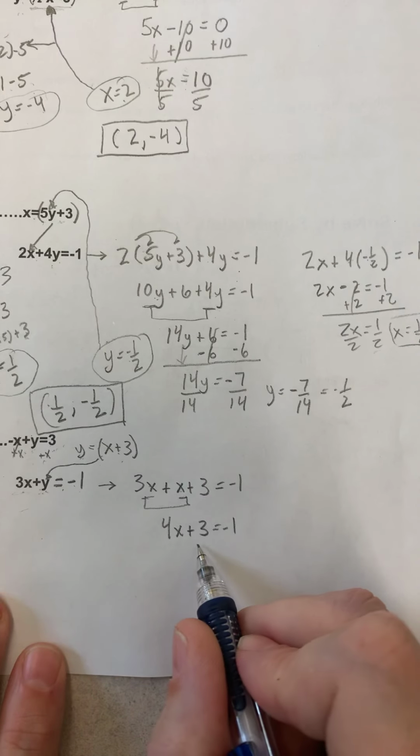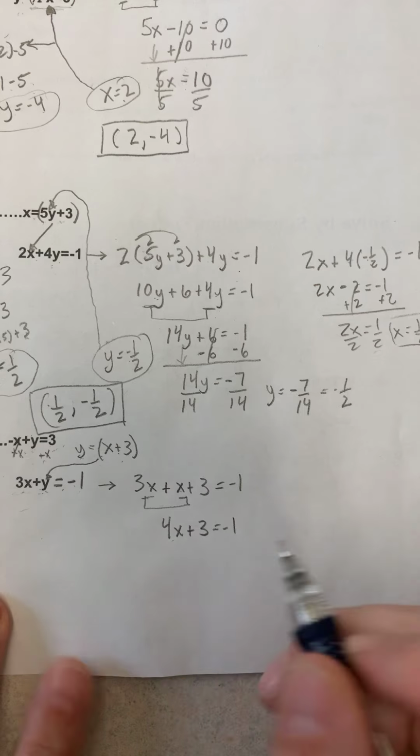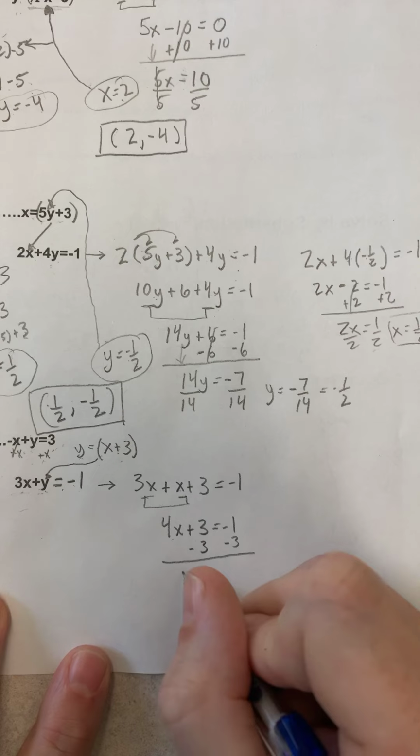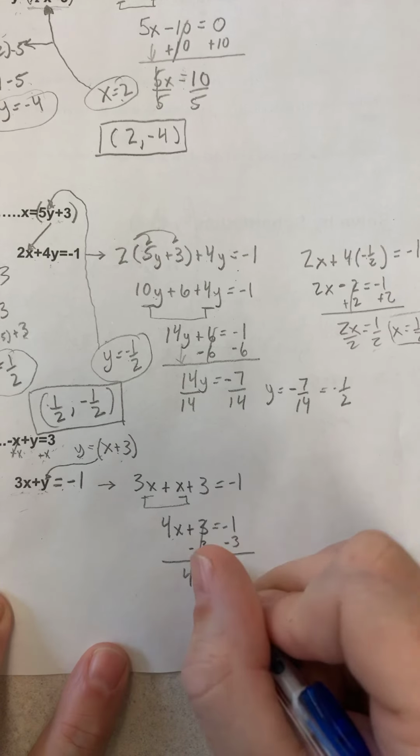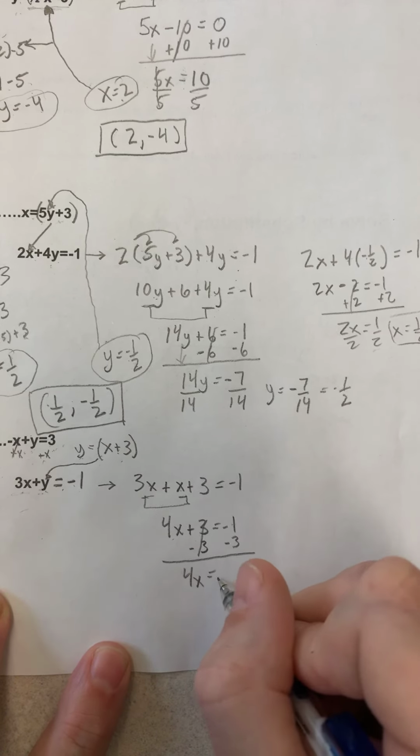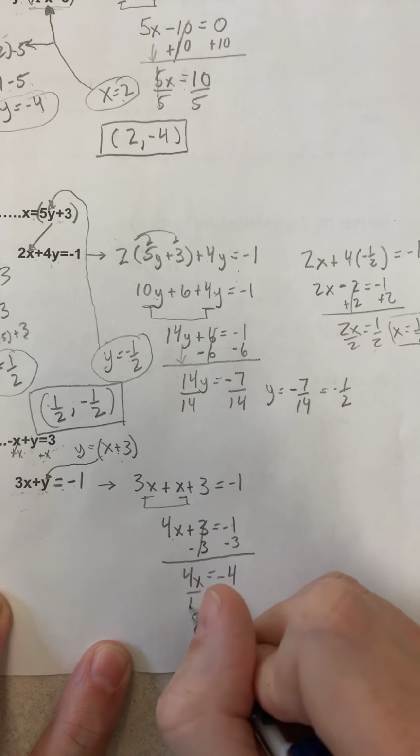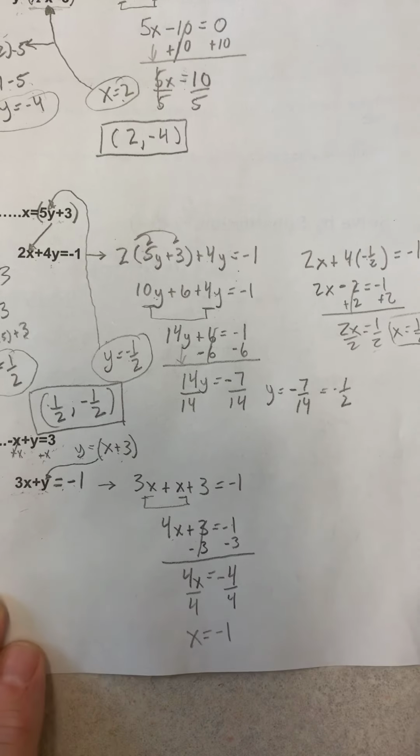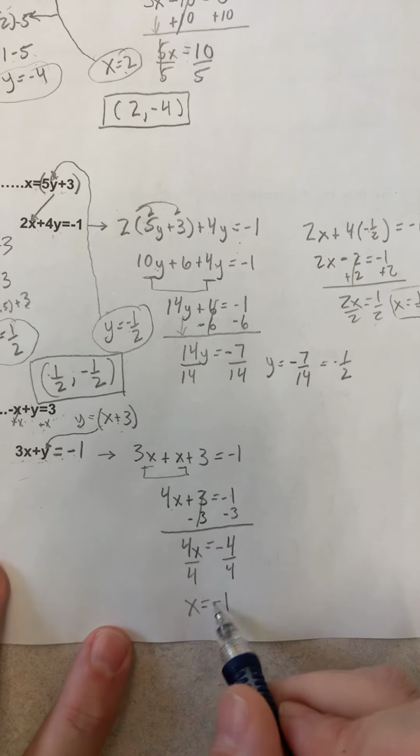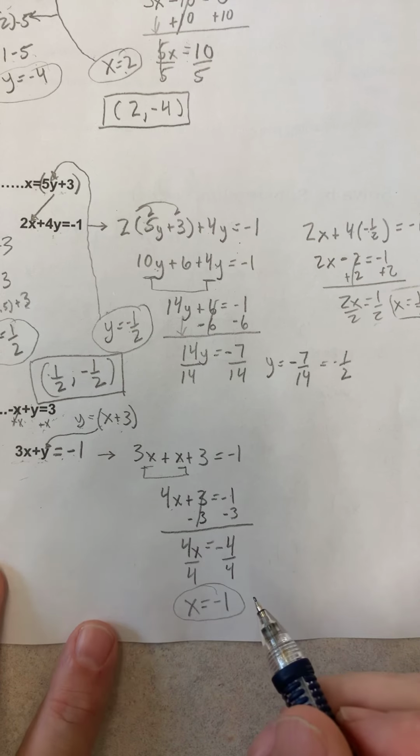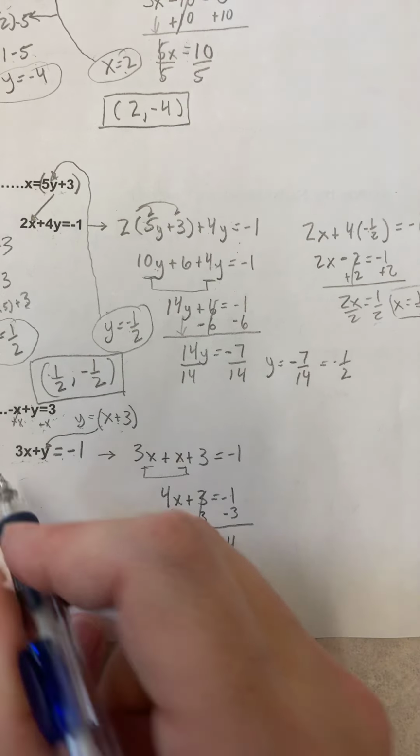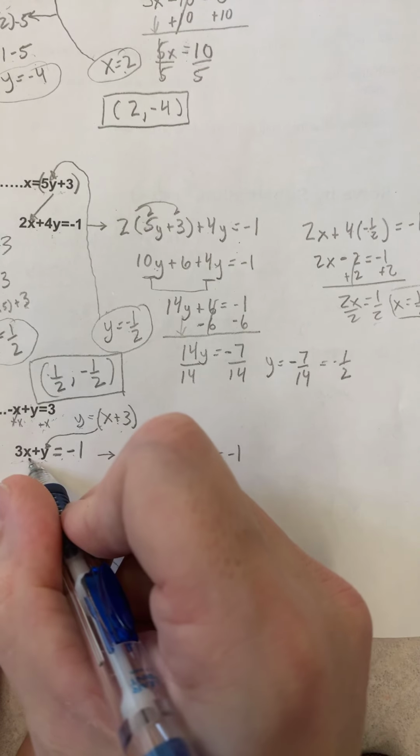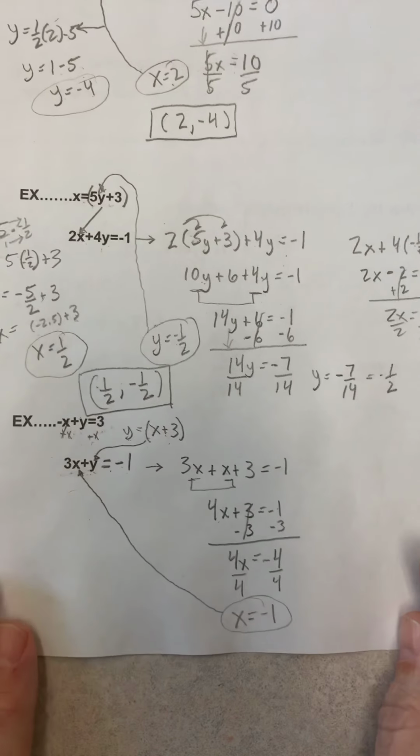Two-step equation. X is being multiplied by 4, added by 3. I need to reverse this by subtracting 3 first. That goes away. Negative 1 subtract 3, negative 4. I would divide by 4. X would equal negative 1. I will take that negative 1 and plug it into either equation. I don't know. I'm just going to choose this one. Back to my originals. It's closer.